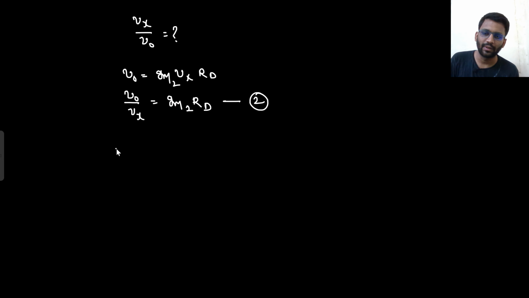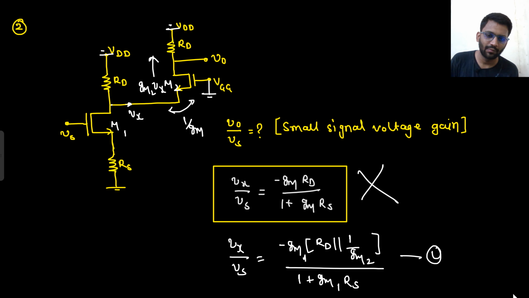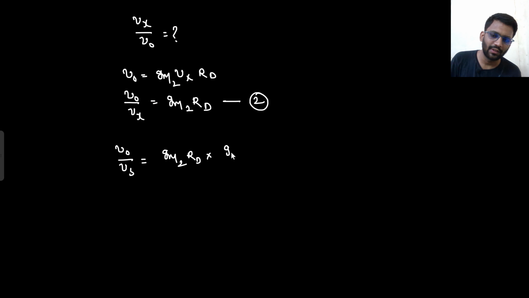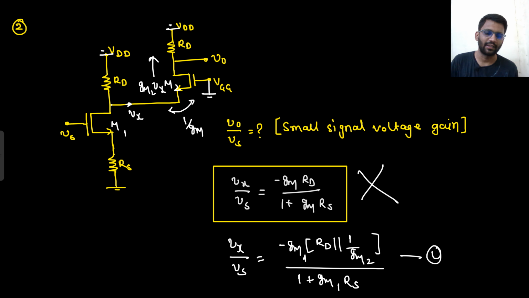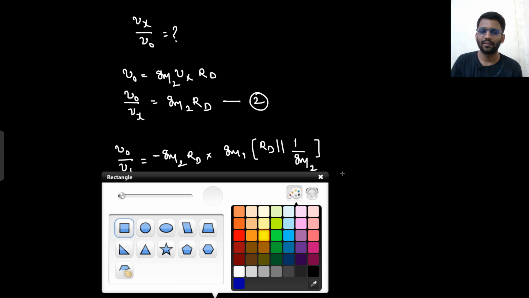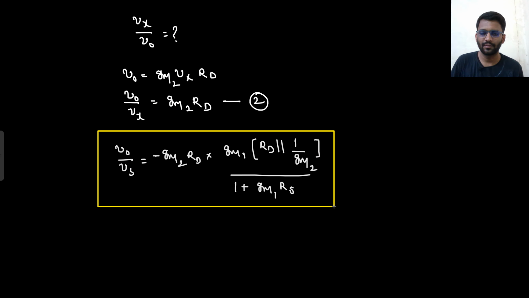So what will be your V0 by Vs? V0 by Vs would be Gm2 RD into Gm1 RD parallel 1 by Gm2 upon 1 plus Gm1 RS, and then there is this negative sign. You cannot forget this negative sign. So this will be the total gain.